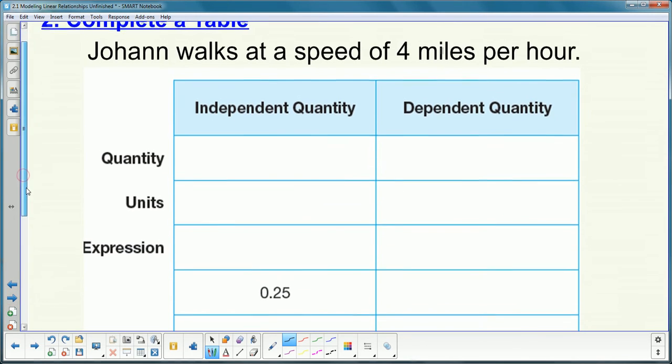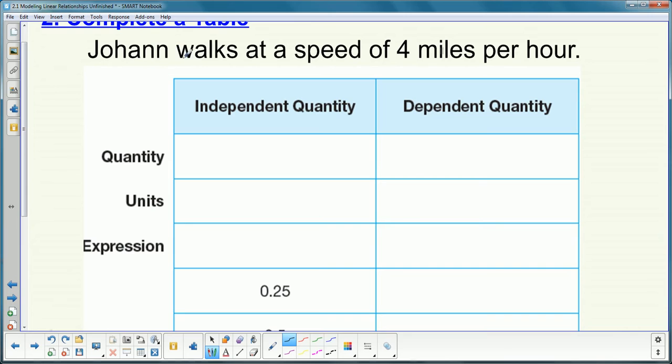So you're going to be given some problem situation like we have here. Johan walks at a speed of 4 miles per hour. And we need to identify our independent and dependent quantity. Now, if he's walking miles per hour, that tells us that we are talking about time, because we have hours here. And so my unit for time is going to be hours.